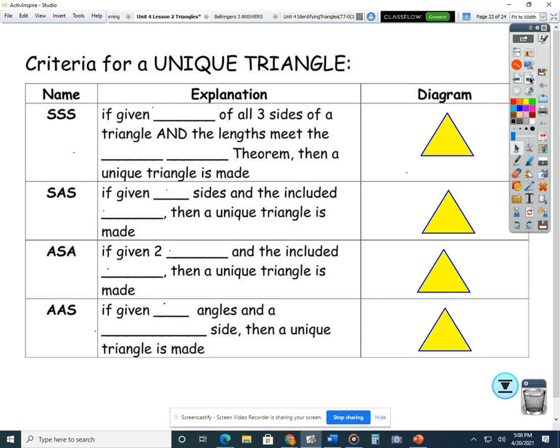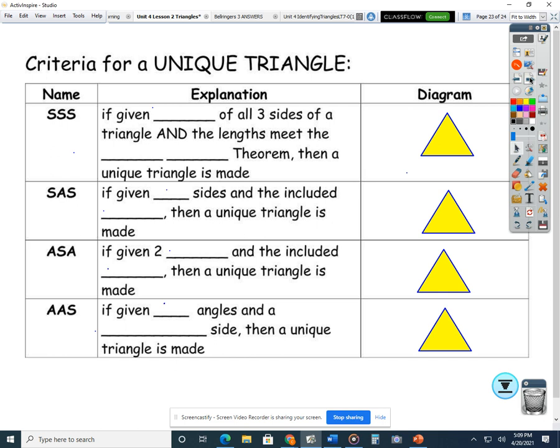Starting with our unique triangles, we have certain criteria that can be used to determine whether or not it is a unique triangle. In this case, there are 4 different criteria, and each one has a specific name. And we use our letters or initials here to name them. And we have S's and A's. The S's stand for side, the A stands for angle. So that will help you to understand what's going on here. As I go through these, please add to your guided notes page.